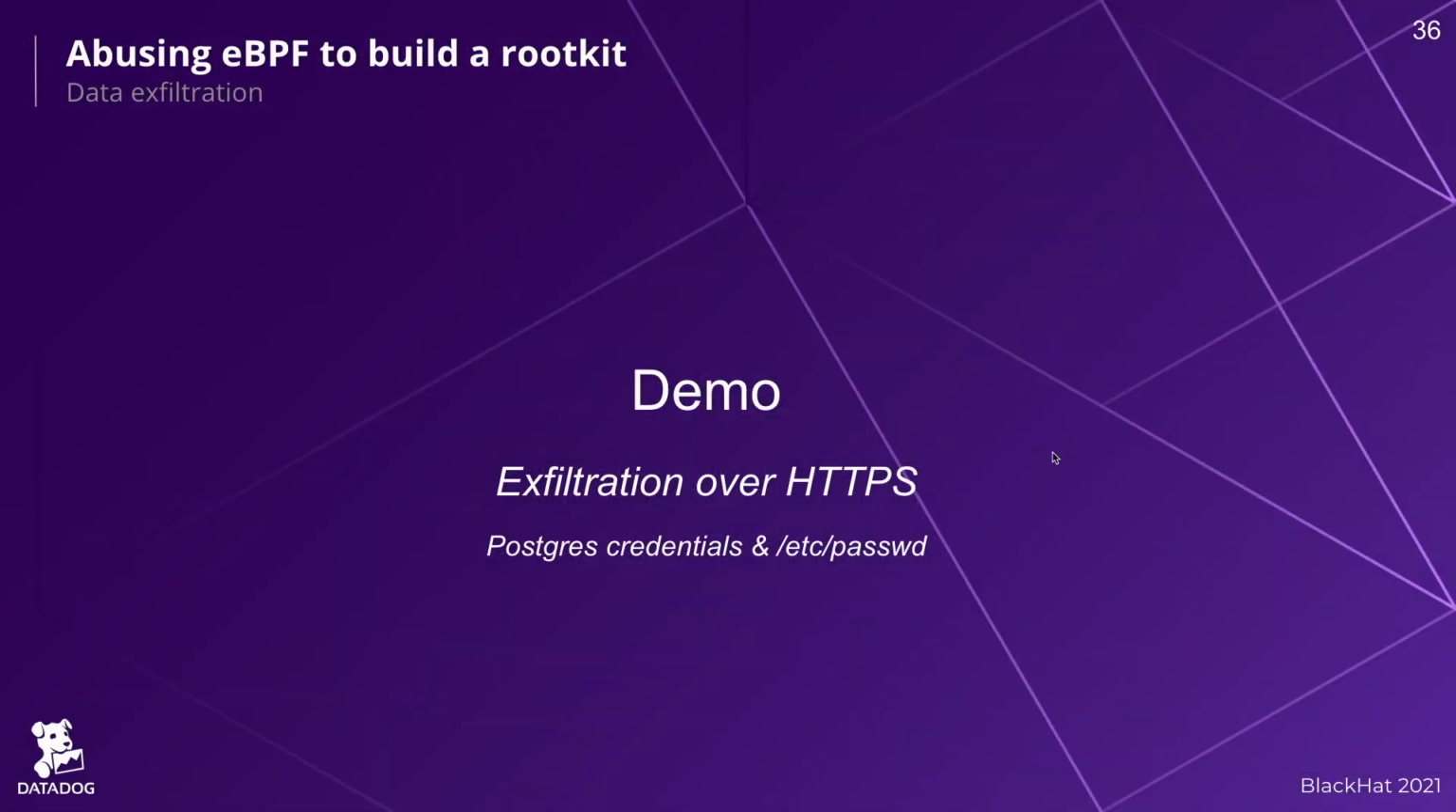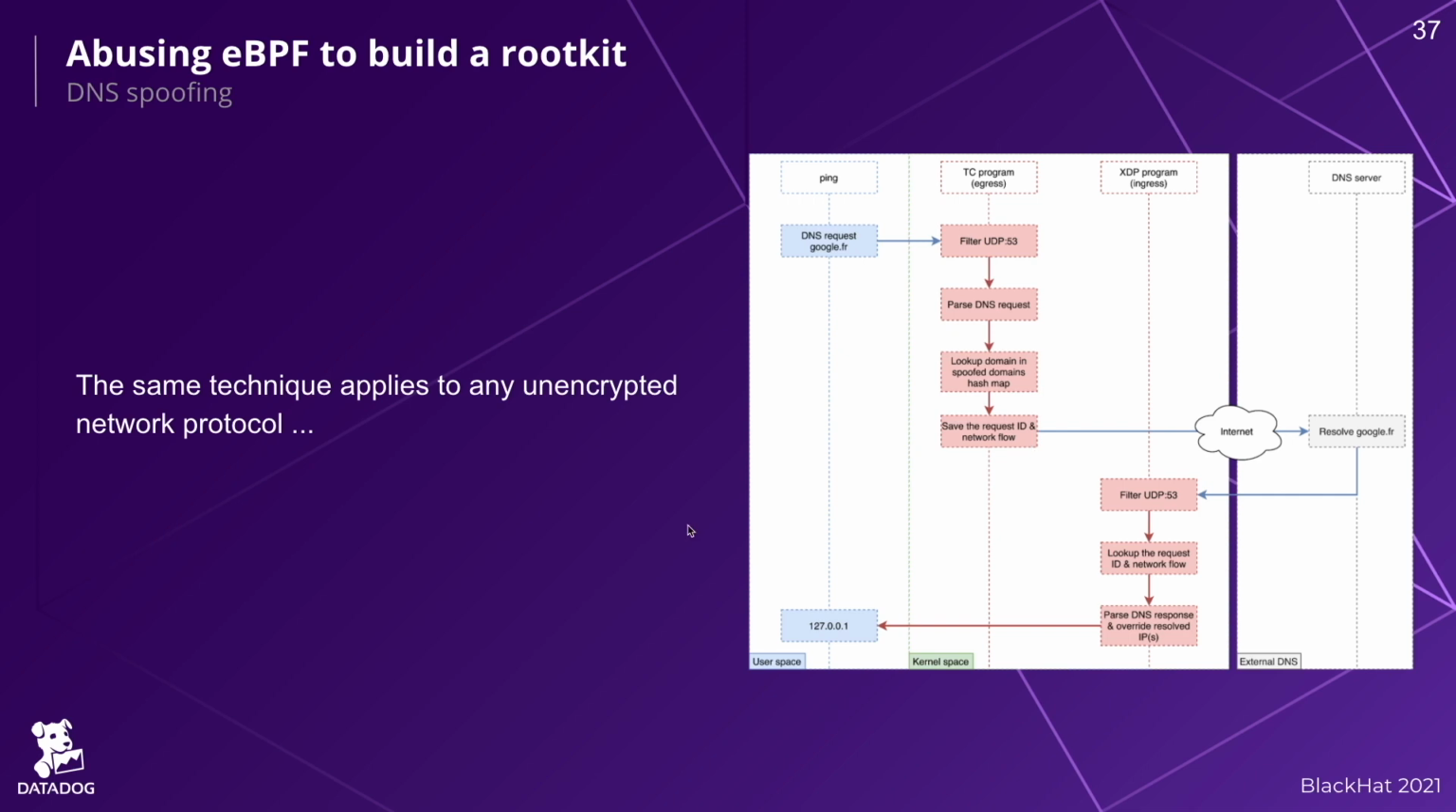What's cool about this method is that it technically applies to any unencrypted network protocol. For example, we also did it for DNS, and this method can be used to override either the requested domain name or the resolved IPs. So basically, you can do DNS spoofing with this.